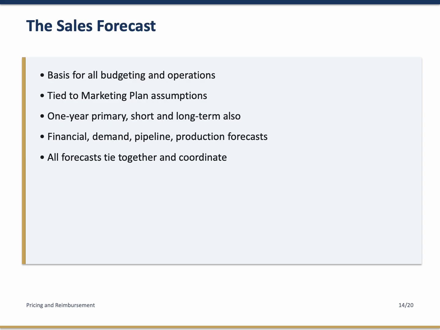The sales forecast is the basis for all budgeting and operations of the company. Because the forecast is tied to the product marketing plan, it is not an estimate under ideal conditions but is limited by key plan assumptions. Generally, forecasts are developed for a one-year period, with short-run and longer-range forecasts also developed. Different forecast types include financial forecasts, demand forecasts based on market utilization, pipeline forecasts, and production forecasts. All forecasts should be coordinated in parallel.